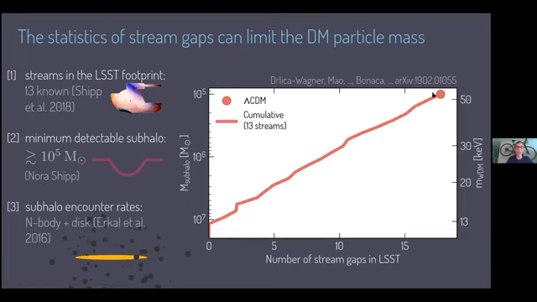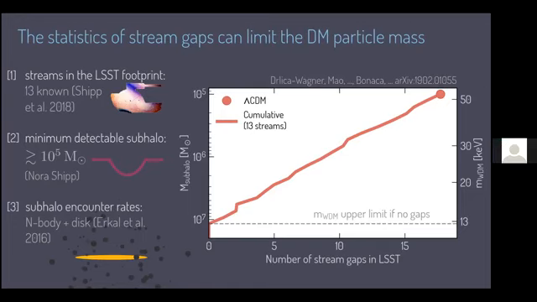If we detect fewer gaps than that in stellar streams, it means that some of these lower mass subhalos don't exist. And if we detect none, that means we can place some strong limits on the warm dark matter particle mass. If none of these subhalos exist, then the dark matter particle mass needs to be lighter than 13 keV. So with this, I'll stop and look forward to your questions.